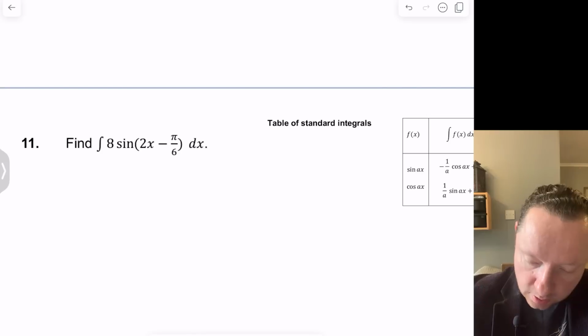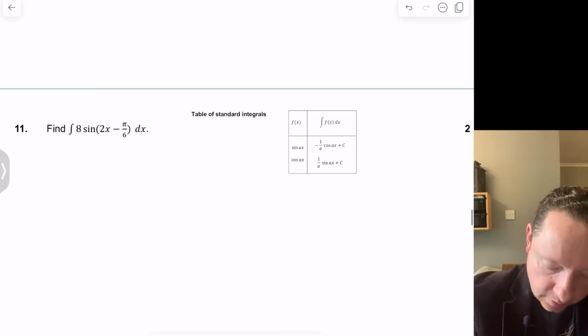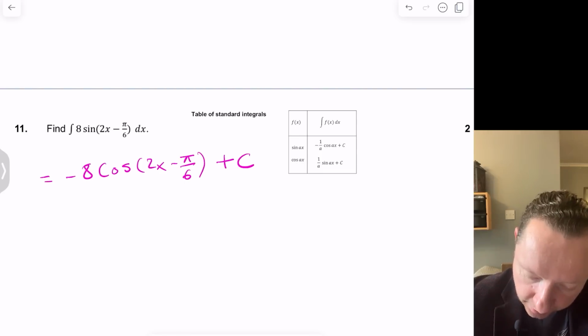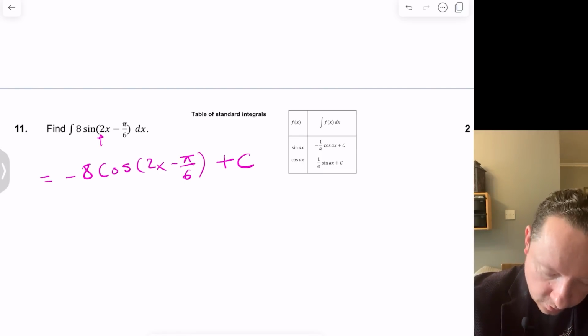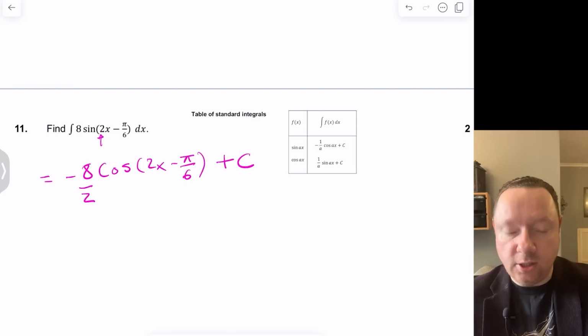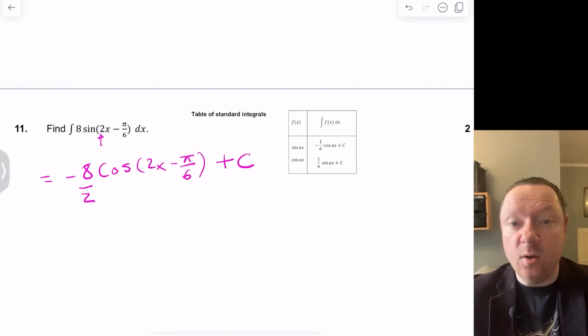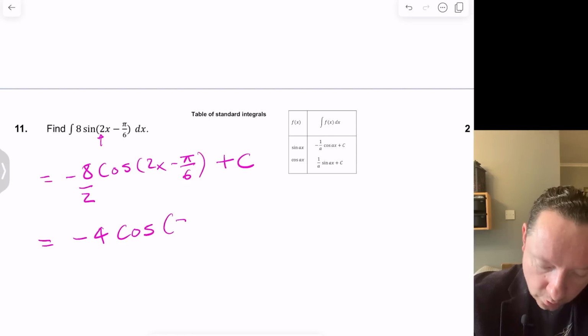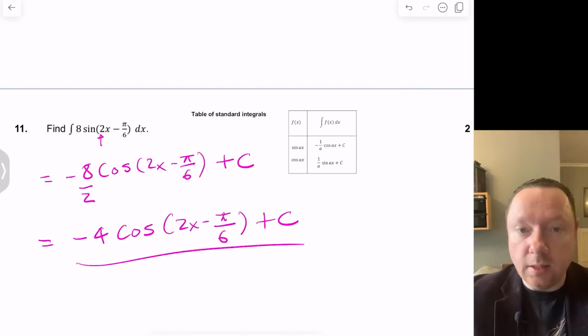So in other words, using my table is very easy. It's minus 8 cos, I've got (2x minus pi over 6) plus c, and then it says divide by a. Well, that's my a there, so divide by 2. I've just differentiated 2x minus pi over 6 effectively, but not had to think about it too much. So now just tidying that up, 8 divided by 2 is 4, so you get minus 4 cos (2x minus pi over 6) plus c, and we're done there.